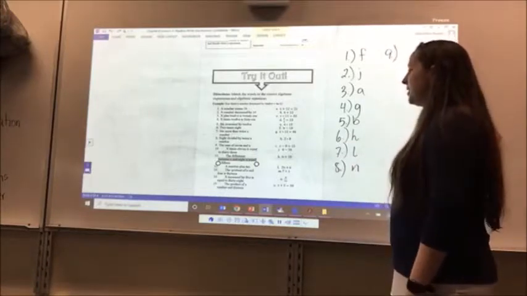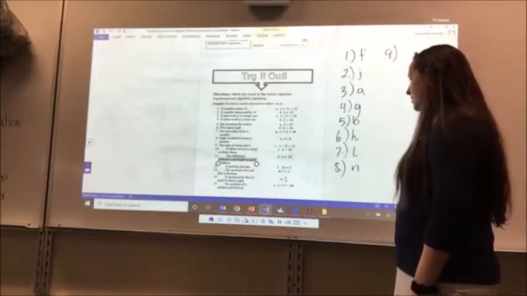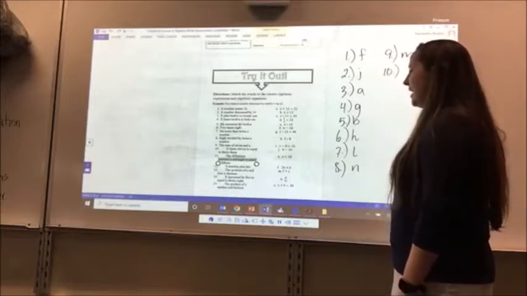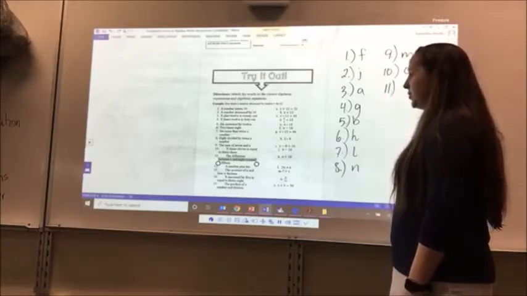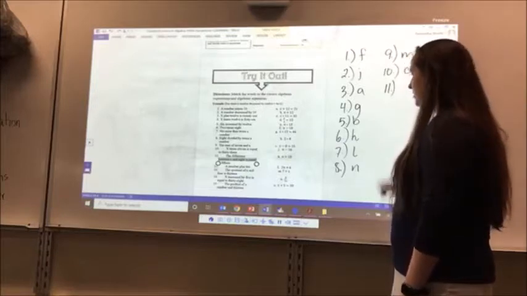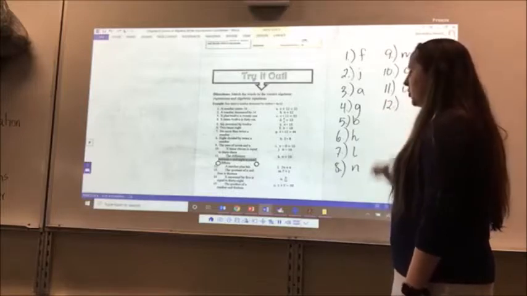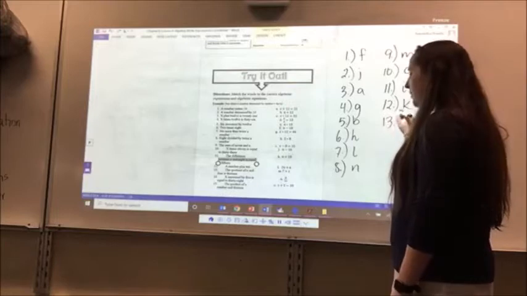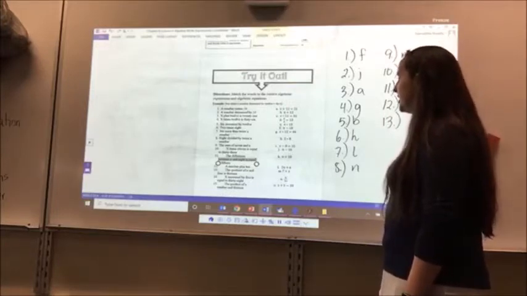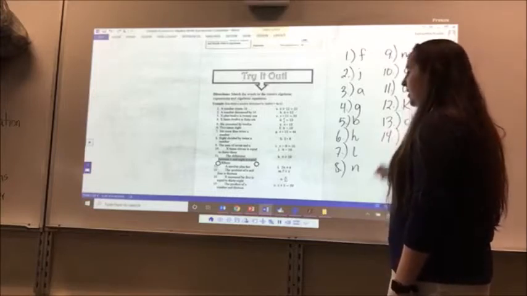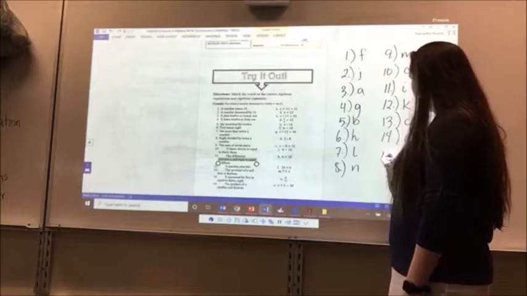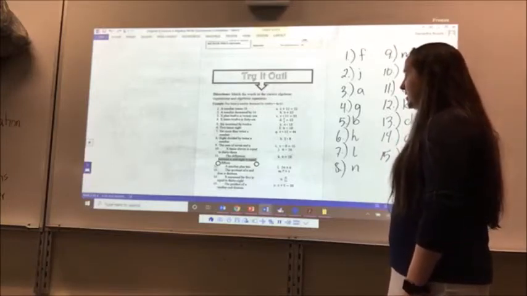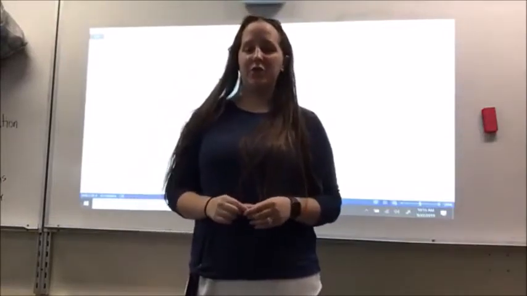Number 9, the sum of 7 and x is M. Number 10, x times 11 is equal to 33 is C. Number 11, the difference between x and 8 is equal to 15 is I. Number 12, a number plus 10 is K. Number 13, the quotient of x and 4 is 13 is letter D. Number 14, x increased by 5 is equal to 38 is O. And 15, the product of a number and 13 is letter E. And that is the end of Chapter 1, Lesson 4.